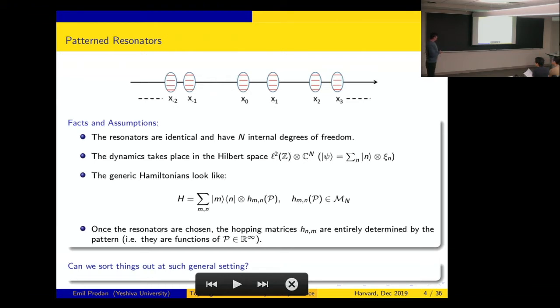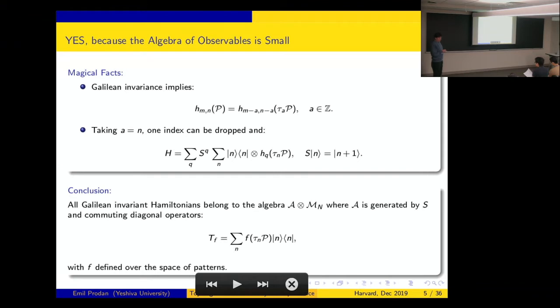So now, can we say something about the spectrum of this guy? Can we say something about what happens when we cut an edge? And all this in this generality. And at first sight, you'll say, no, it's impossible because this is so general. How can you say anything pertinent? But in fact, you can, because the algebra of observables where all these Hamiltonians live is very small. And here is how it comes about.